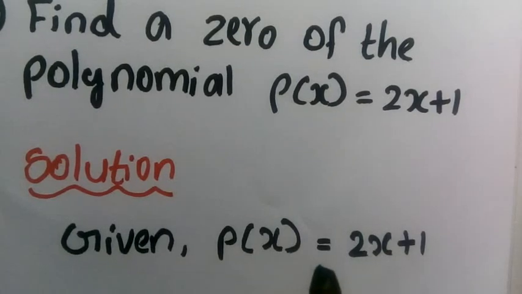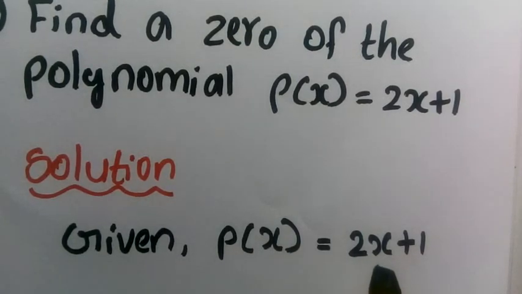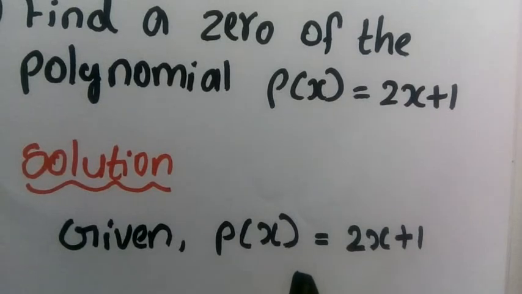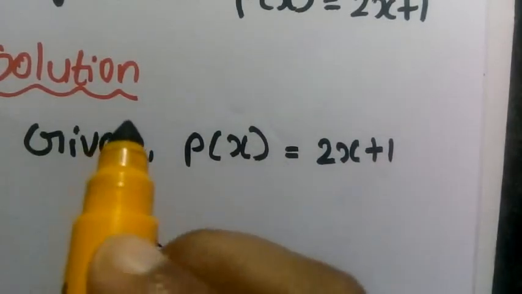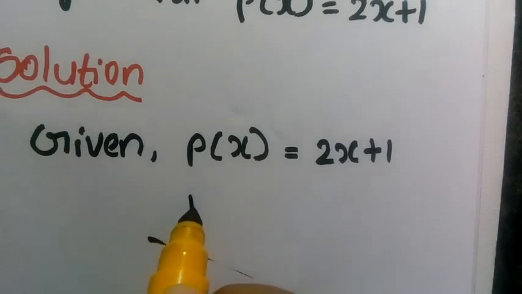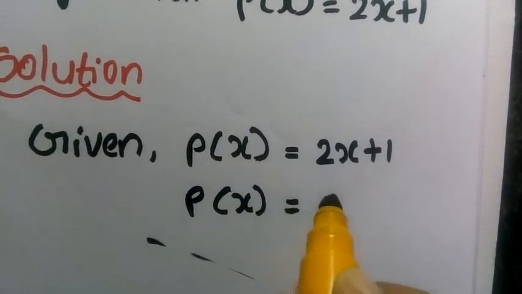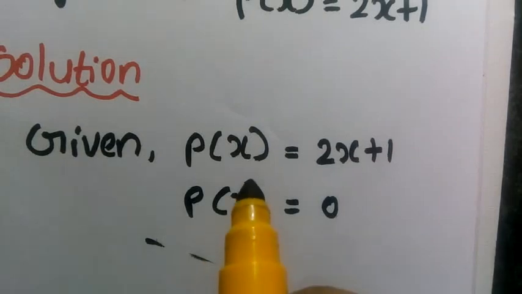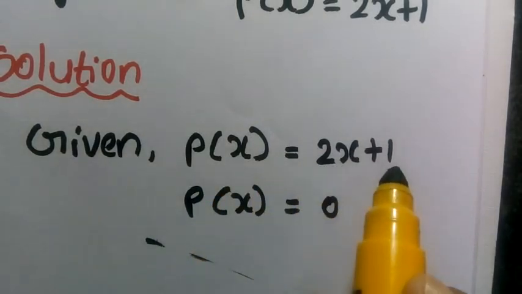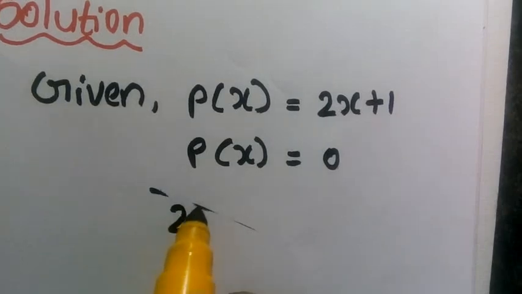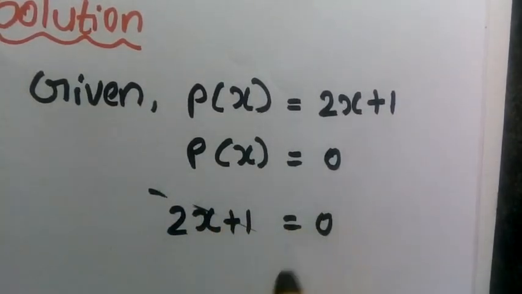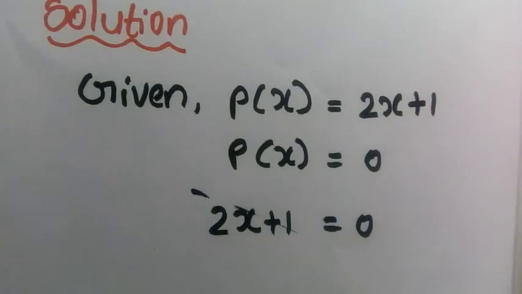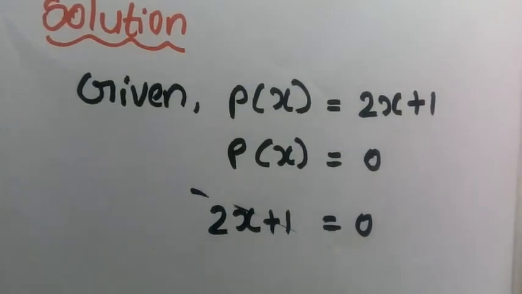Given p of x is equal to 2x plus 1. Finding a zero of p of x is the same as solving the equation. That is, we need to equate p of x is equal to 0. So we know that p of x is equal to 2x plus 1. So 2x plus 1 is equal to 0. In your earlier classes, you have learned how to solve an equation. Here, 2x plus 1 is equal to 0 is an equation. Let us solve it.